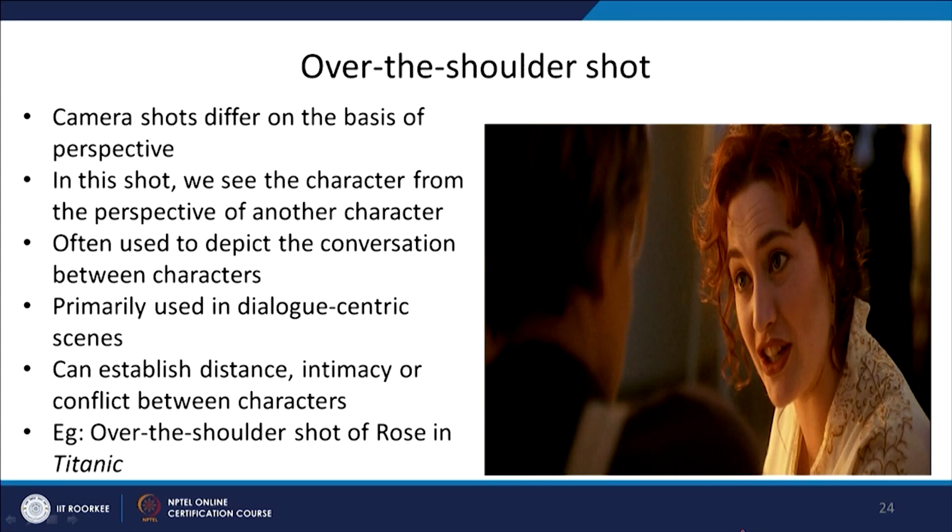This over the shoulder shot is used normally in conversational scenes. Here we find that camera shots differ on the basis of perspective and a character is projected from the perspective of another character.